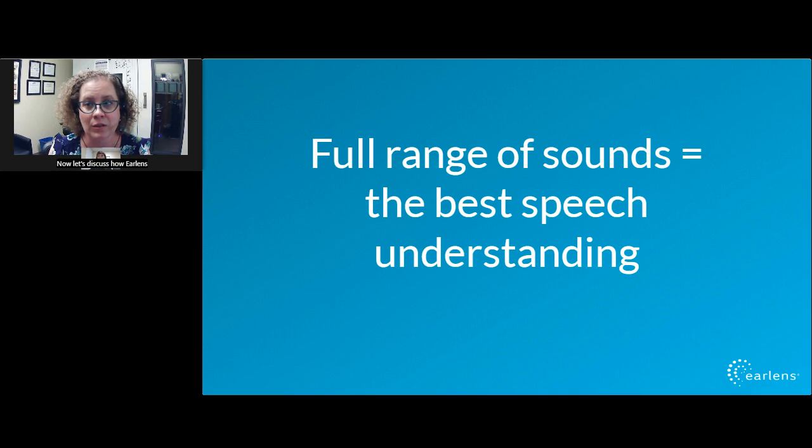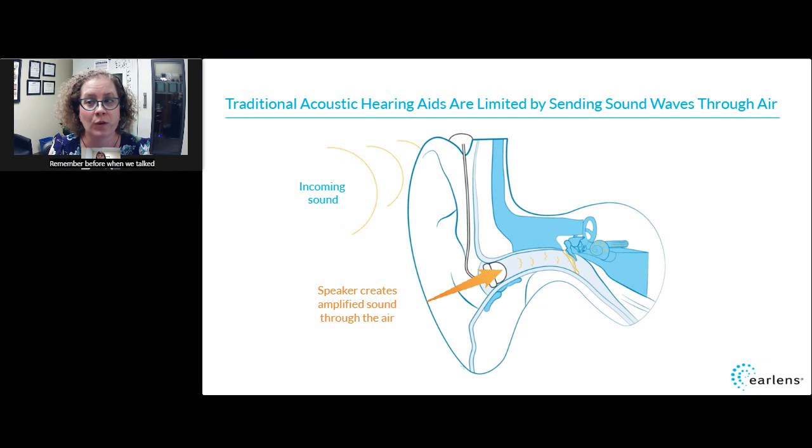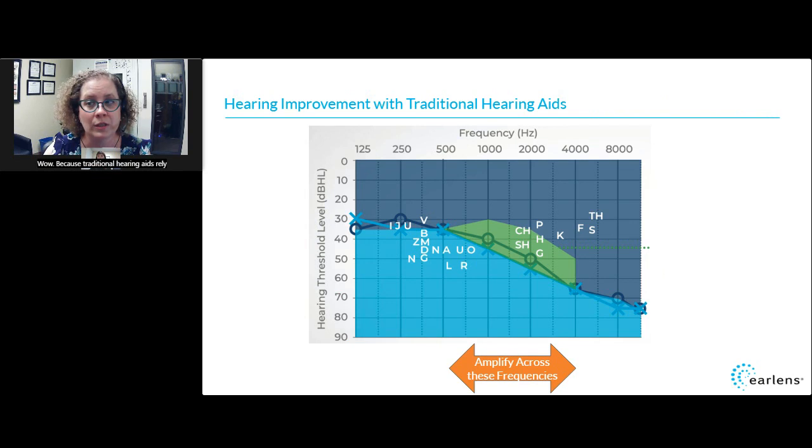Now let's discuss how Earlens gives you the fullest range of sounds in the marketplace today compared to any hearing aid. Remember before when we talked about traditional hearing aids that they worked by amplifying sound and sending it through the air using a little speaker? Well, because traditional hearing aids rely on a small speaker to make sounds louder, they can only amplify the sounds enough for you to hear them across a small range of frequencies.